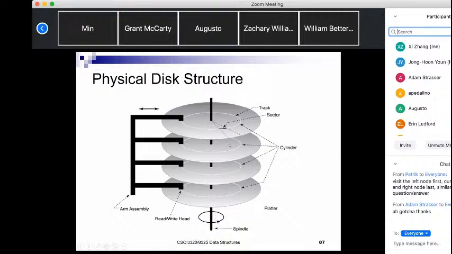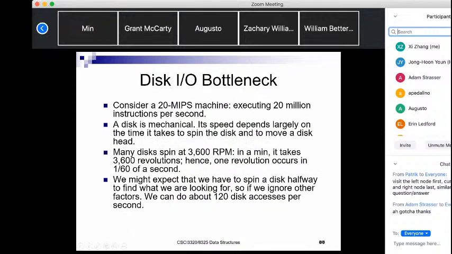So this is a comparison between disk I/O versus CPU instruction, and we will consider a 20 MIPS machine. MIPS is a very old way to measure computer execution time, CPU execution time. It's a million instructions per second. A 20 MIPS machine is like a machine from the 1960s. Now we do not use MIPS as a unit for comparing CPUs anymore. So it's a very old machine.